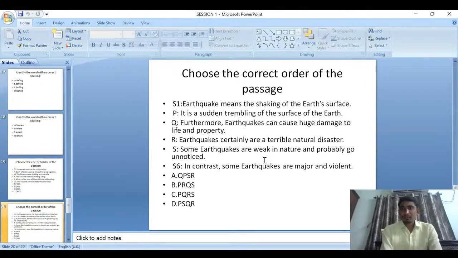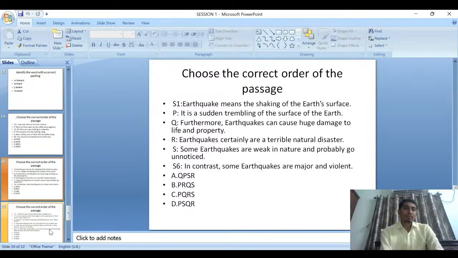Second one is some earthquakes are weak in nature and probably go unnoticed. So definitely it would not be there. So yes, it would not be the second one. Earthquakes certainly are a terrible natural disaster. So R, P, R. So can we see PR again? No. So we can go with the answer directly. The answer is B, P, R, Q, S.